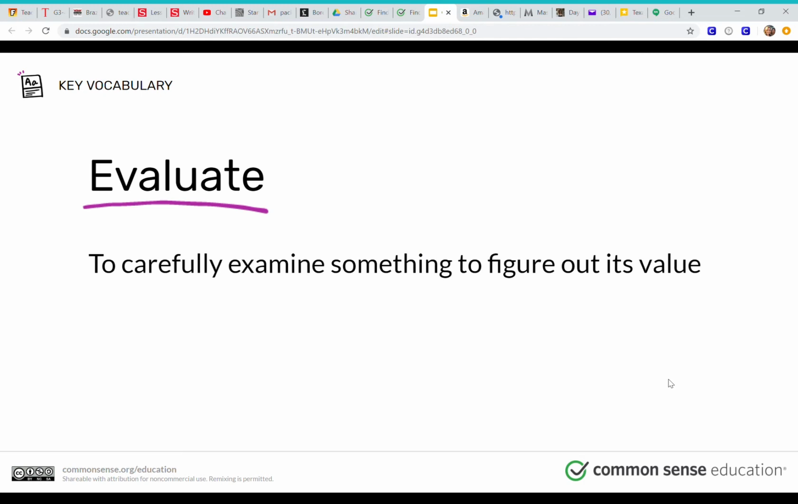So evaluate is another vocabulary word, and to evaluate means to carefully examine, so to carefully look at something to figure out its value. So to figure out if it's worth reading, or to figure out if it's true, or to figure out if it's credible, okay? So we're carefully looking at news articles to figure out if we think they're true or not, okay?